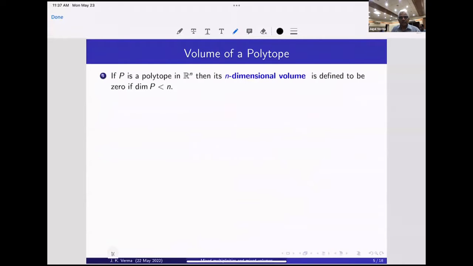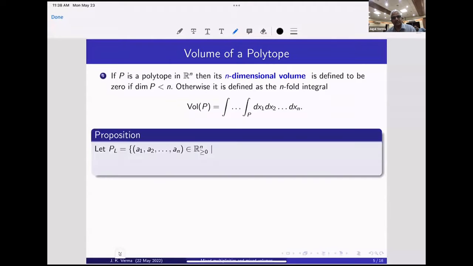Now we will need the notion of volume of a polytope. This is the Euclidean volume. So for a polytope in Rn, its n-dimensional volume is defined to be 0 if the dimension of the polytope is less than n. Otherwise, it is defined to be the n-fold integral carried out over this polytope. A polytope is a closed bounded set, a compact set, and you take this n-fold integral to calculate the Euclidean volume. So if the dimension of P is less than the dimension of the ambient space in which P is embedded, then the volume is 0. Otherwise, it is this finite real number.